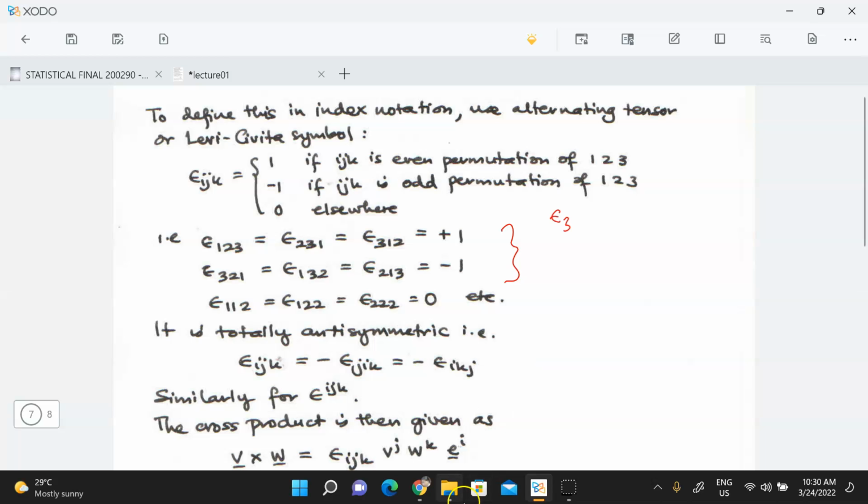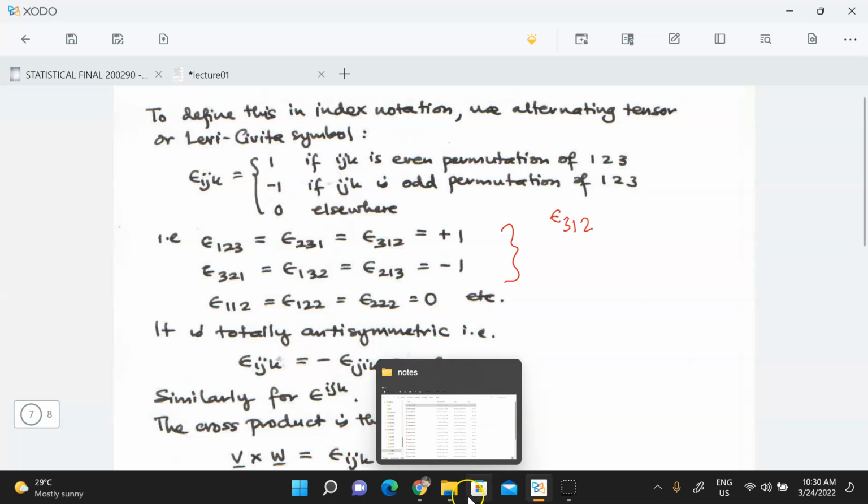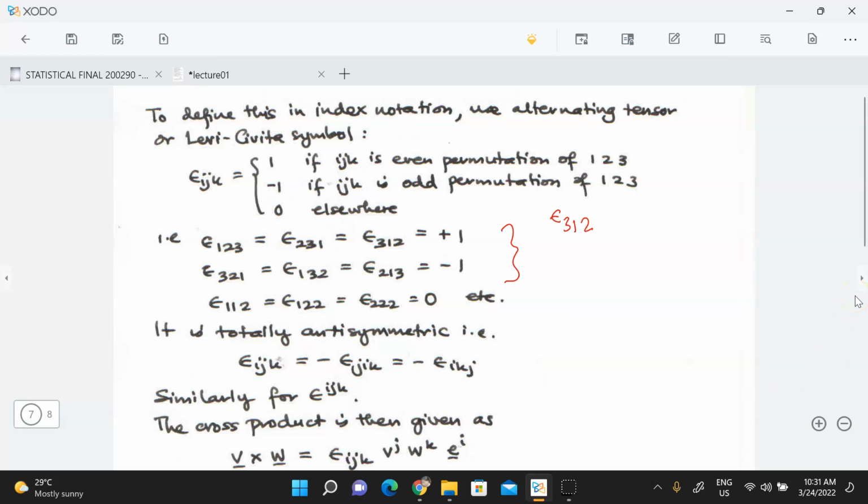Take epsilon 3, 1, 2 to show that the permutation is even. What do I need to do to get back to the natural ordering? I have to change 1 and 3. For example, I get 1, 3, 2, and then I interchange 3 and 2 here. I get 1, 2, 3. So how many changes do I make? 2 changes. So 2 is even.